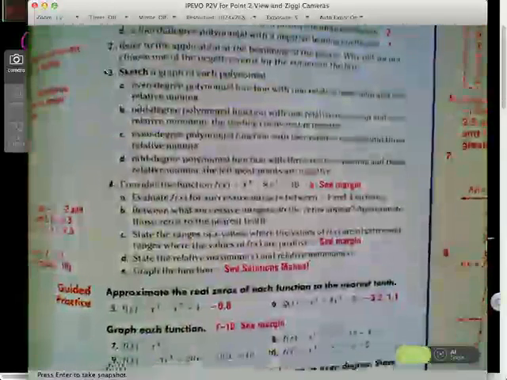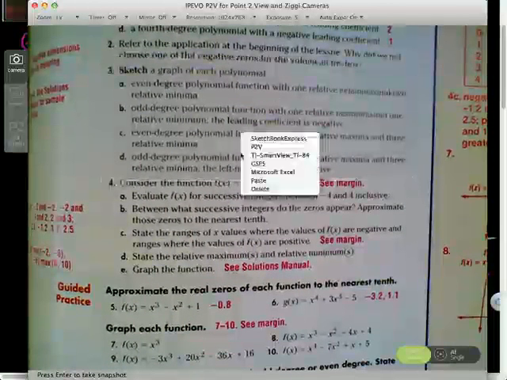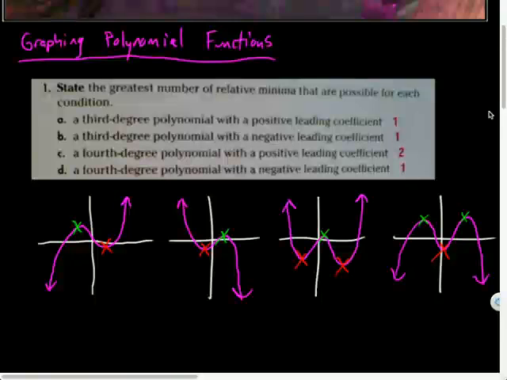Just to work on our conceptual understanding of things, I'm going to do number 3 real quick.